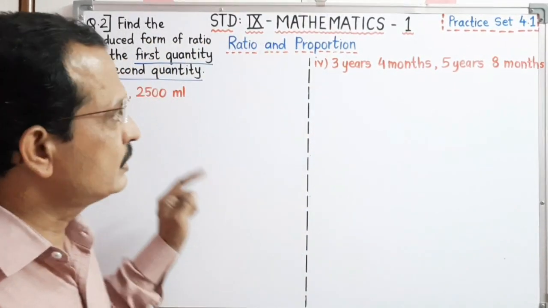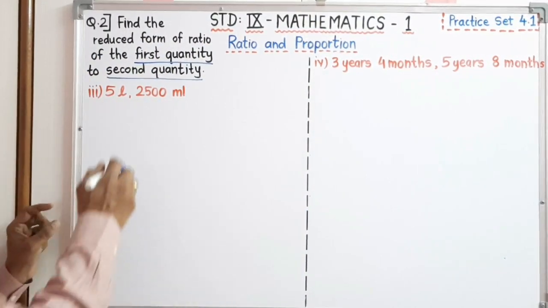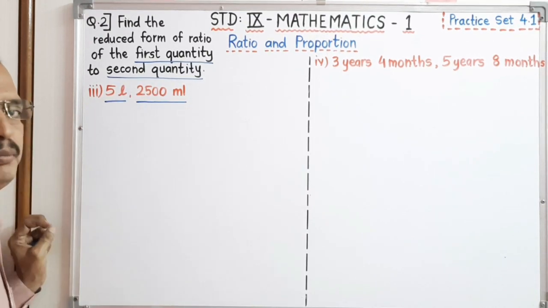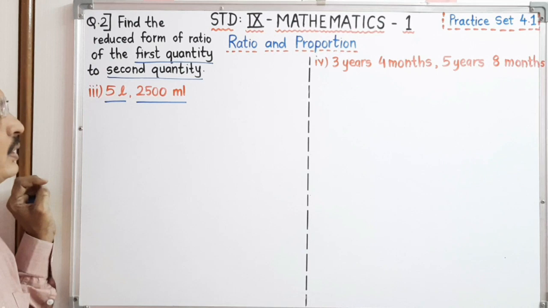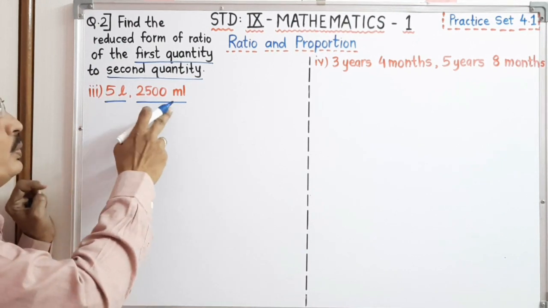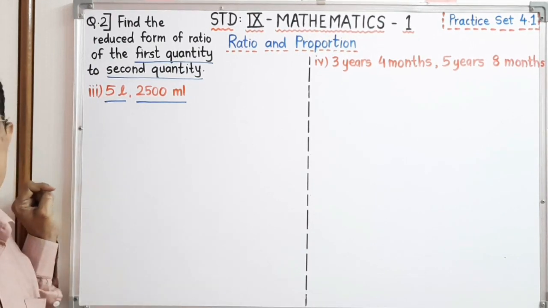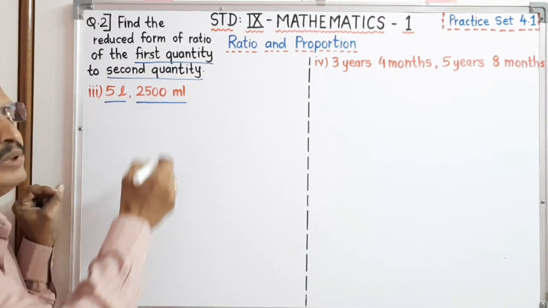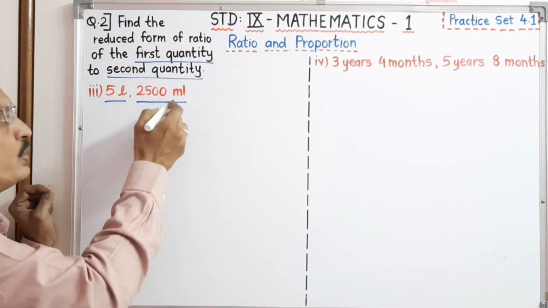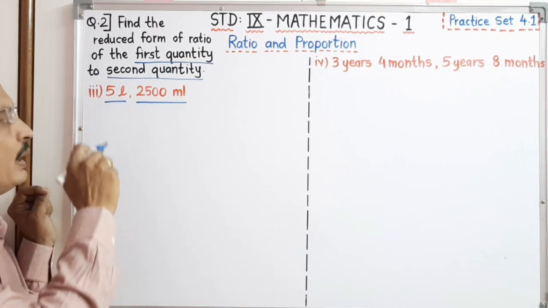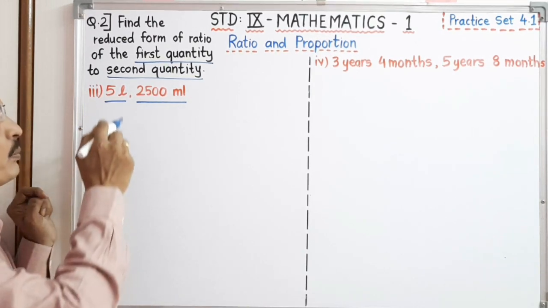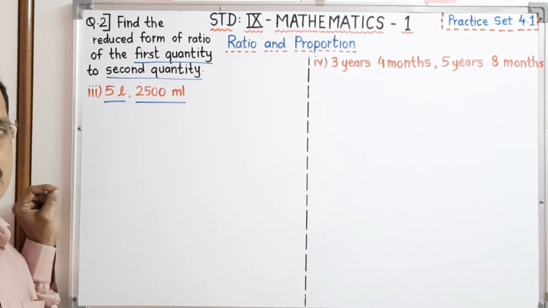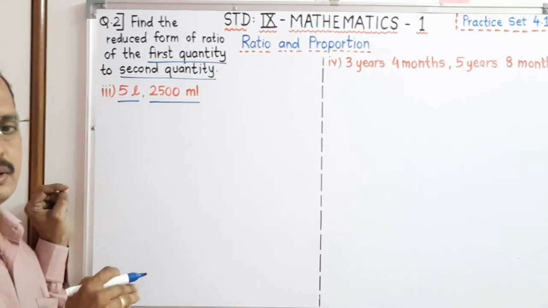Dear students, see the third and fourth question. The third one is 5 liter and 2500 milliliter. Here, dear students, we have to convert both quantities into the same unit. Here it is liter and here it is milliliter. The smaller unit is milliliter and liter is the bigger unit. Therefore, this liter we have to convert into milliliter because it is easy to convert.